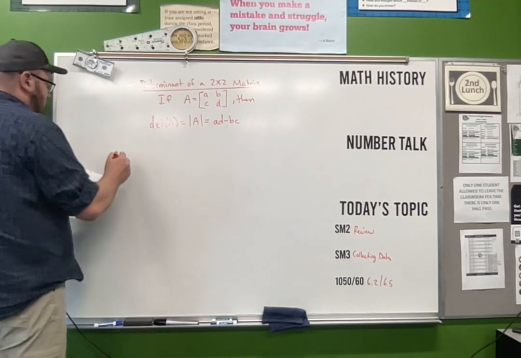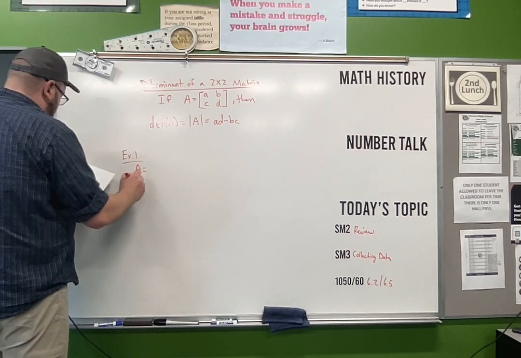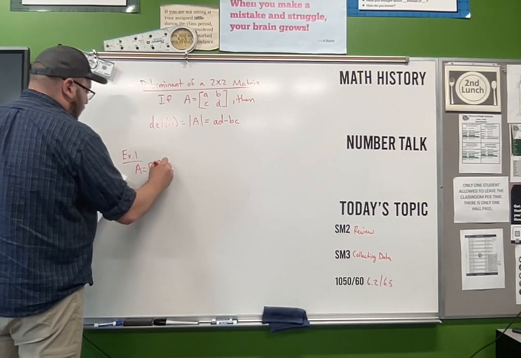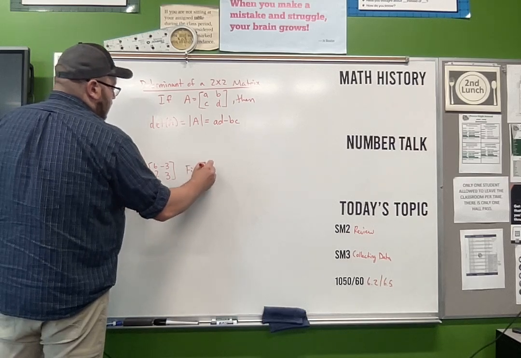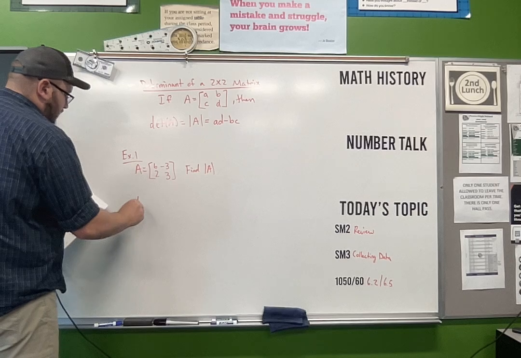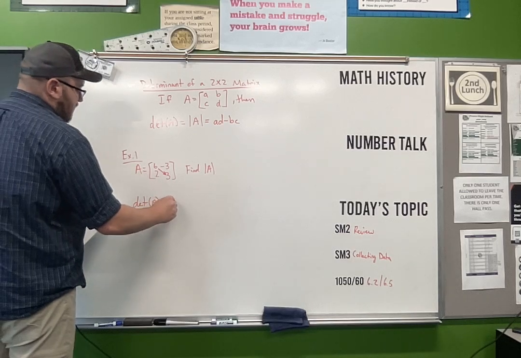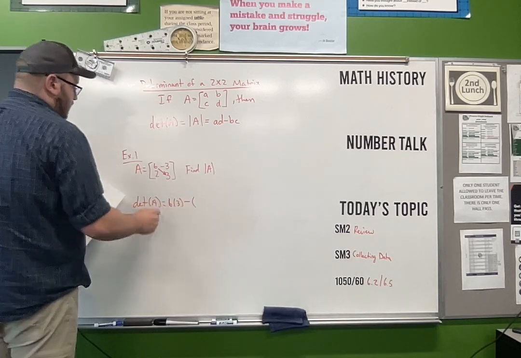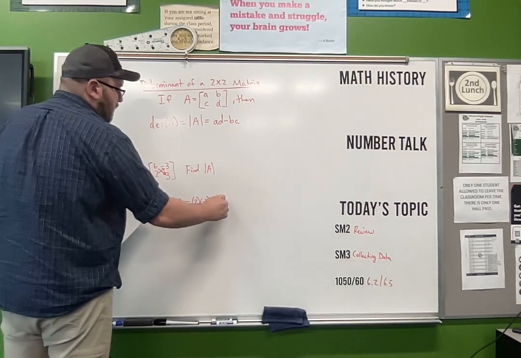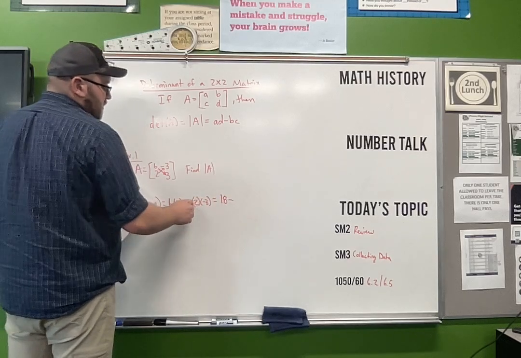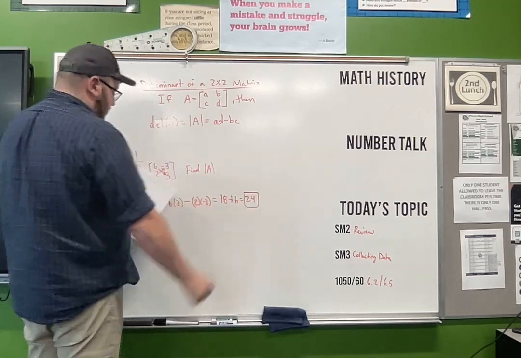So, looking at example 1, let A equal column 6, 2, column negative 3, 3, and we want to find the determinant of A. Well, the determinant of A is AD, so 6 times 3, minus BC, 2 times negative 3. 6 times 3 is 18, minus 2 times negative 3 is negative 6, so it's plus 6, which gives you 24, and that's your answer.